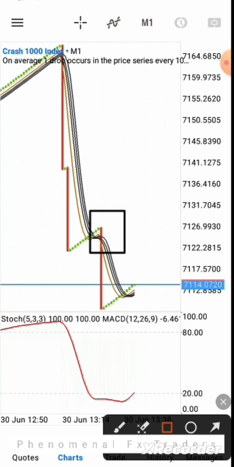Now this is Crash 1000, and by default Crash 1000 buys. All Crash pairs, they buy. Then at some point they crash. So when Crash is buying, when Crash is on a bullish trend, that is when you buy. You use this strategy to buy. In fact, with any strategy, you must always buy when the market is bullish and sell when the market is bearish.